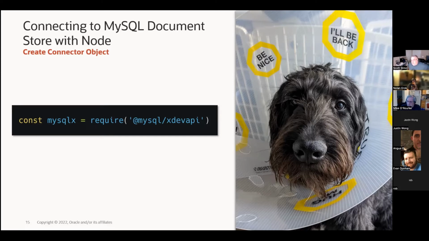So the first thing we need to do in our application is we need to require the xdevapi. So again, we use require @mysql/xdevapi, and then in this particular case, the mysqlx variable will hold the value of an instance of the XDevAPI. So from there, we're going to be doing other stuff to handle our connection using the variable mysqlx.